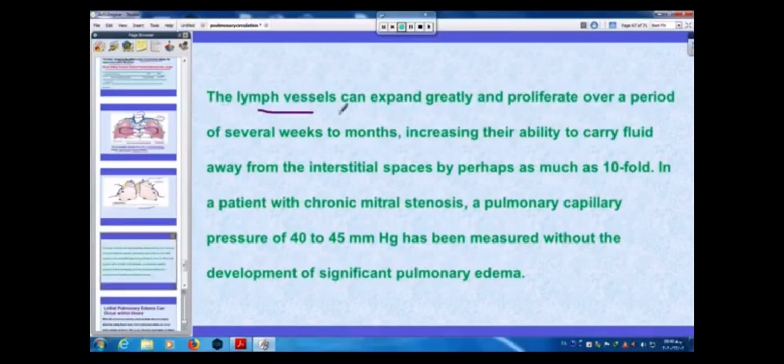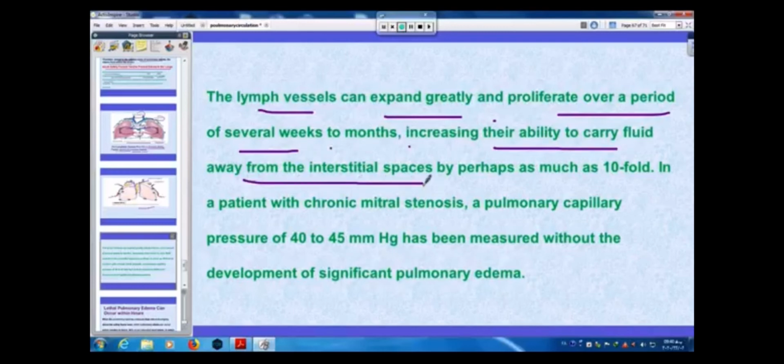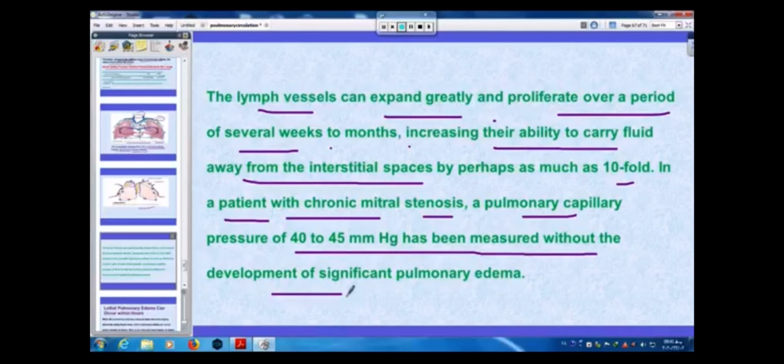The lymph vessels can expand greatly and proliferate over a period of several weeks to months, increasing their ability to carry fluid away from the interstitial spaces by perhaps as much as tenfold. In patients with chronic mitral stenosis, a pulmonary capillary pressure of 40 to 45 millimeters of mercury has been measured without the development of significant pulmonary edema.